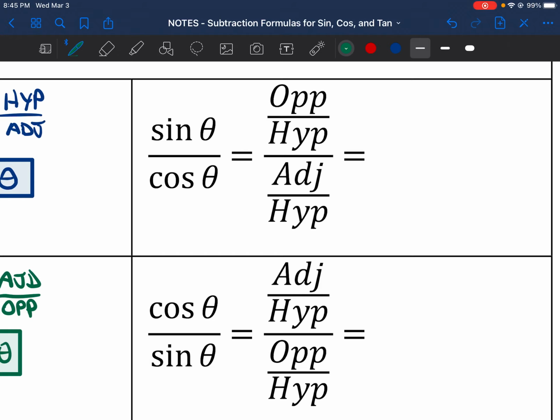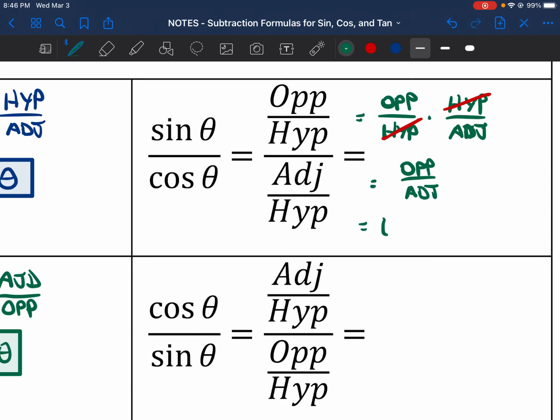So we know that the sine of theta is the opposite leg divided by the hypotenuse, and that the cosine of theta is the adjacent leg divided by the hypotenuse. Well, doing keep change flip like we've been doing, this is opposite over hypotenuse times hypotenuse over adjacent. There's the flip part. Well, we can see hypotenuse on hypotenuse cancel. This is going to equal opposite over adjacent. But opposite leg divided by the adjacent leg is exactly how we defined the tangent.